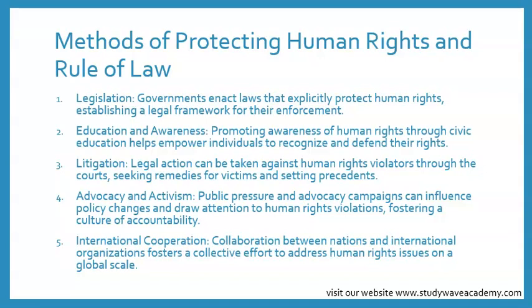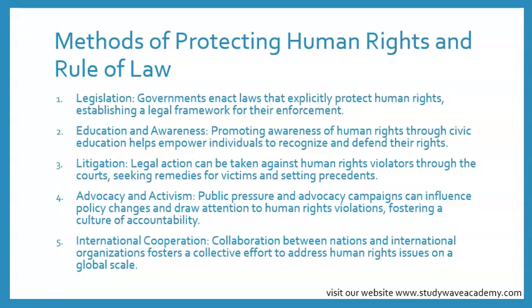Then another method, international cooperation. Collaboration between nations and international organizations fosters a collective effort to address human rights issues on a global scale. Collaborating between nations and international organizations to address human rights issues on a global scale. These methods work together to create a comprehensive approach to protecting human rights and upholding the rule of law in societies. Okay? So protecting human rights and the rule of law involves making fair rules and ensuring everyone knows about them. It includes teaching people about their rights, going to court if someone's rights are violated, speaking up for what is right, and working together with other countries to make sure everyone is treated fairly.